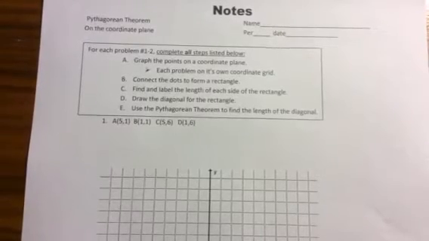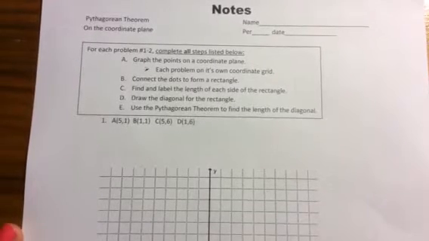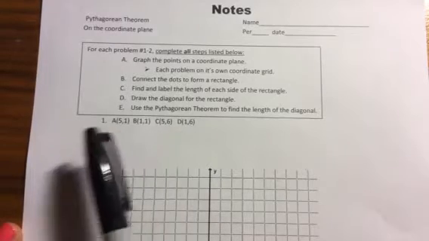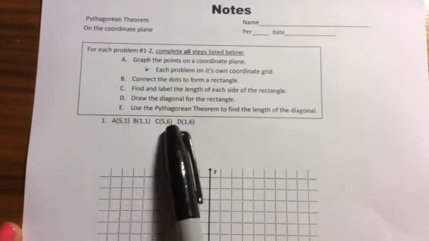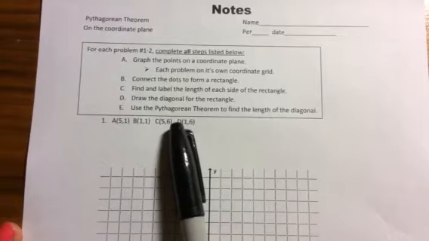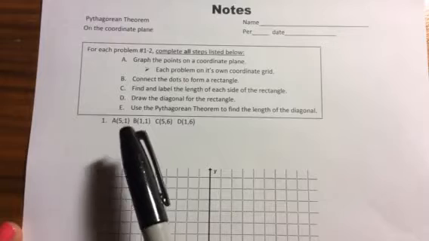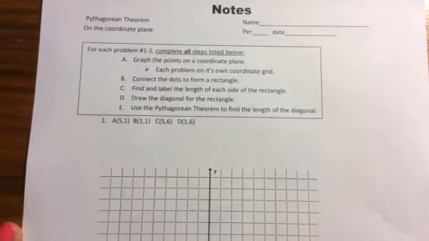Today we're going to look at the Pythagorean theorem, and we're going to look at it on a coordinate plane. We're going to be given 4 points, and we can connect them to form a rectangle. Then we're going to look at the diagonal of the rectangle and use the Pythagorean theorem to find the length of the diagonal.